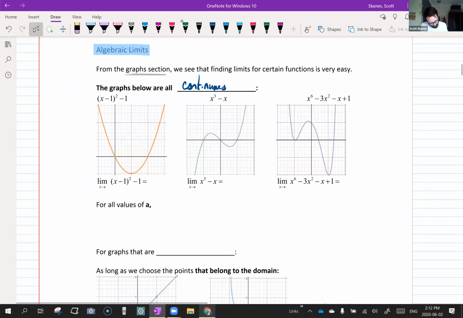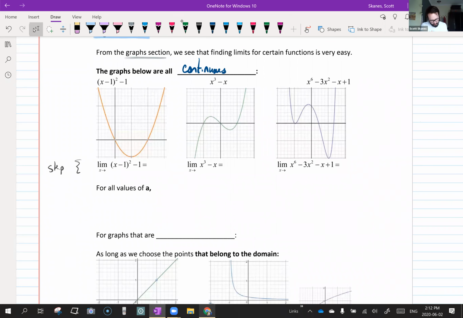I'm just going to put a simple thing. You can just skip this part. Don't worry about what that says. It's not a big deal. For all values of a, I'll just say the limit exists. So no matter what the x value is, the limit will exist. Okay, actually, instead of skipping it, let me just do a quick one.